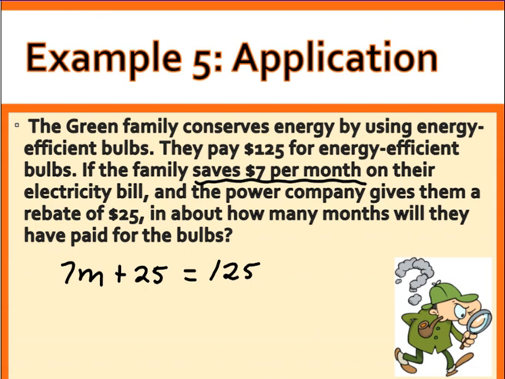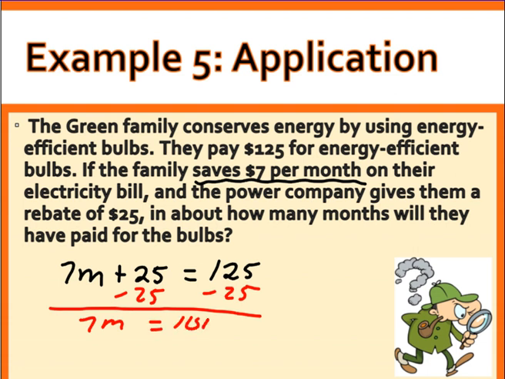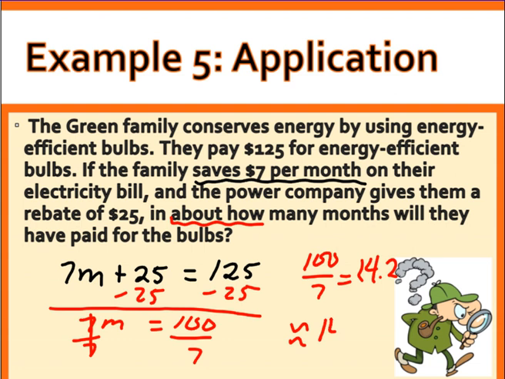So now we solve for M, so I subtract 25 on both sides, and I get 7M equals 100. To get M by itself, I divide by 7, and because it says about, I'm estimating. So 100 divided by 7 equals about 14.2. So we would say it's about 14 months.